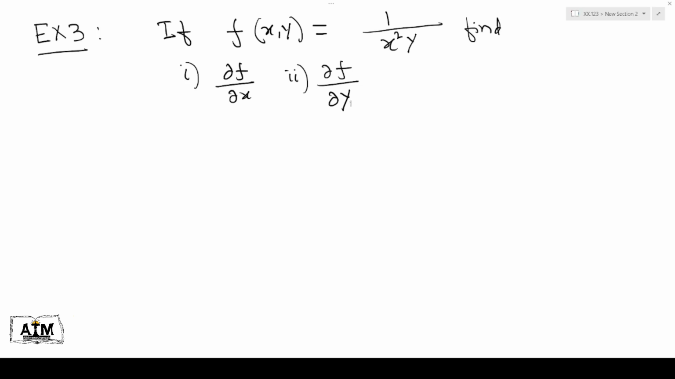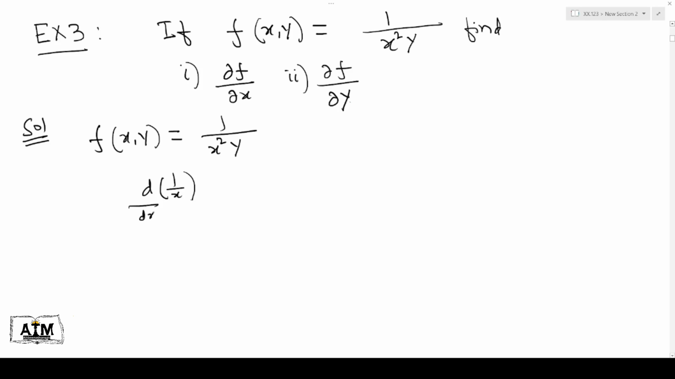Third example, if f of x, y equals 1 upon x square y, find the partial derivative with respect to x and the partial derivative of f with respect to y. Solution. So we have f of x, y equals 1 upon x square y. We know that the derivative of 1 upon x with respect to x equals minus 1 upon x square.